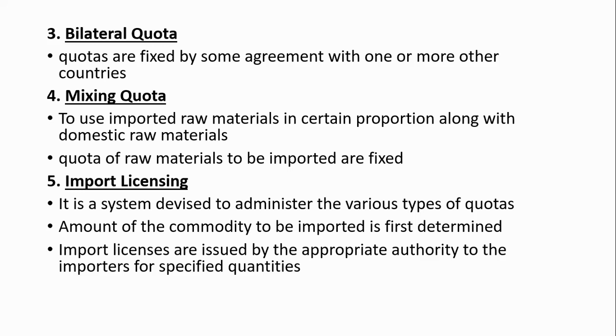The next one is mixing quota. Under this system, the domestic producers in a country which is fixing quota, that is, the domestic producers in the quota fixing country, are required to use imported raw material in certain proportion along with the domestic raw material in order to produce their finished product in their home country. How much amount of raw material to be imported is fixed in quantity by the government. The government will fix the quota of raw material to be imported.